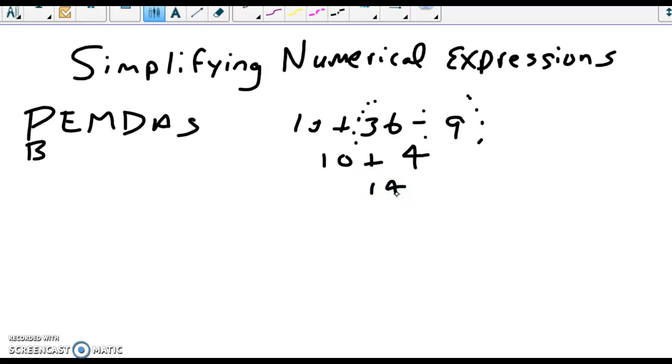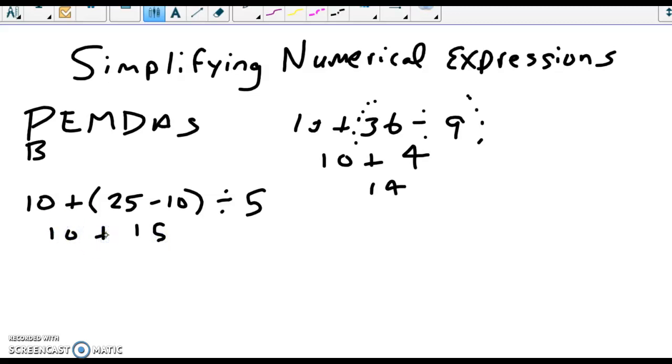Let's do another. How about if we have 10 plus the quantity 25 minus 10, divided by 5. Okay? So we have to do it in parentheses first. P, parentheses. Do we have parentheses or brackets? Yes, 25 minus 10 is 15. Okay, and we write the rest of our equation: 10 plus 15 divided by 5.